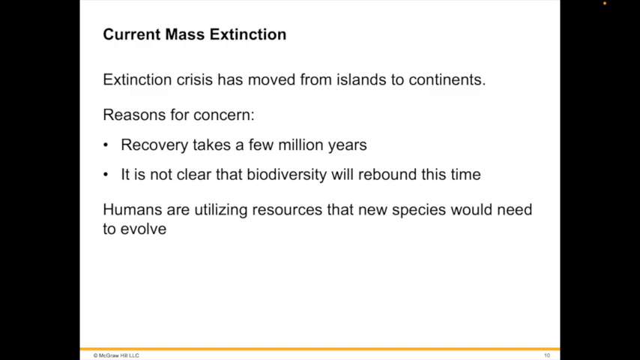Moreover, although species diversity usually recovers after a few million years, this is a long time to deny our descendants the benefits and joys of biodiversity. In addition, it is not clear that biodiversity will rebound this time. After previous mass extinctions, new species have evolved to utilize resources newly available due to extinctions of species that previously used them. Today, however, such resources are unlikely to be available because humans are destroying the habitats and taking the resources for our own use.